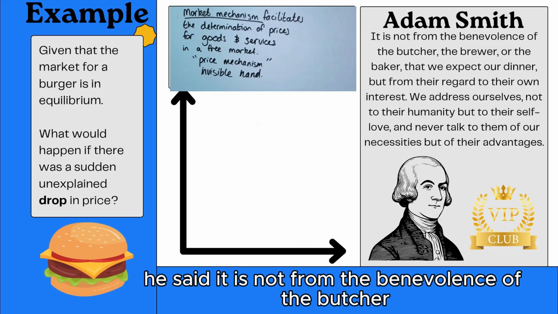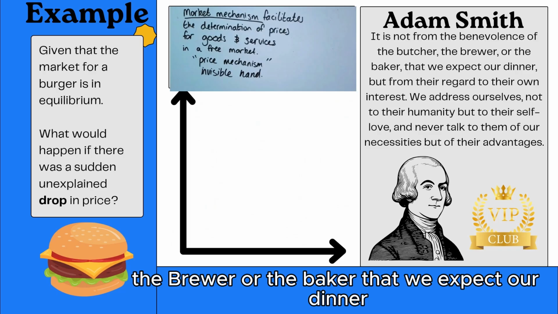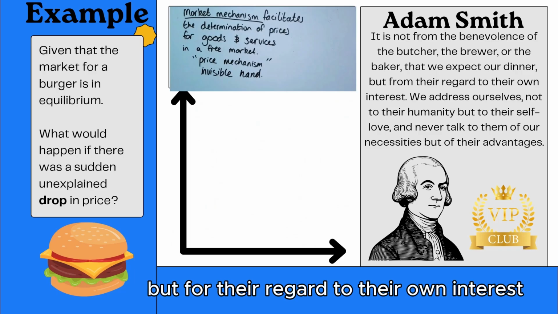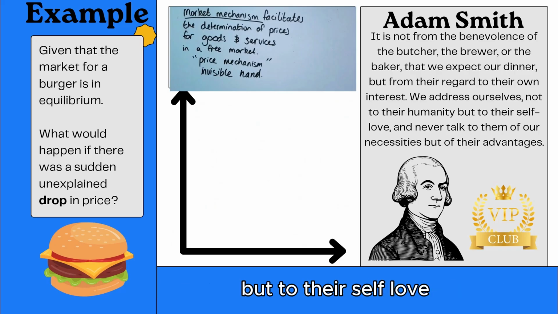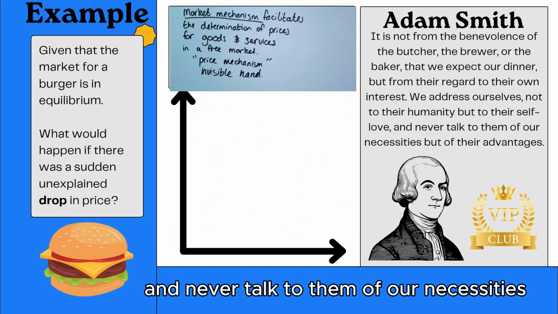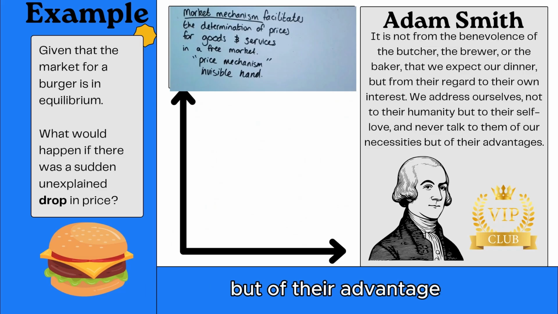He said it is not from the benevolence of the butcher, the brewer, or the baker that we expect our dinner, but from their regard to their own interest. We address ourselves not to their humanity, but to their self-love, and never talk to them of our necessities, but of their advantages.